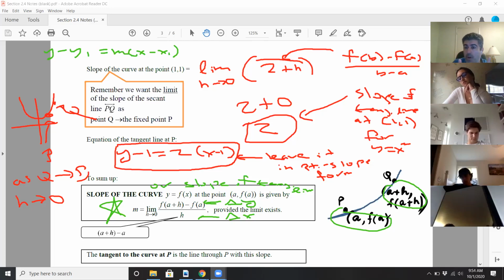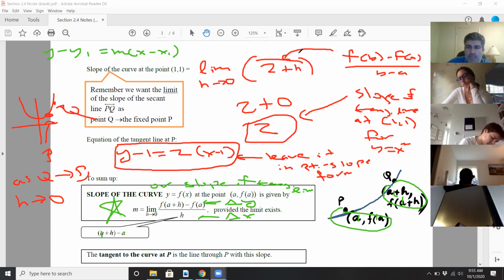Now remember, I let a be 1 in this problem. So we have 1 comma f of 1. And then we have 1 plus h and f of 1 plus h. The bottom is always going to simplify to h because you're subtracting these two x values. I have 1 plus h minus 1. Whatever a is, that's your x coordinate of your point of tangency. That's going to cancel anyway.